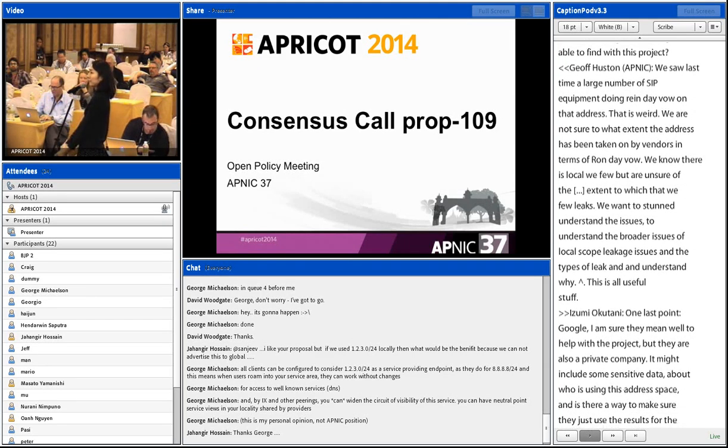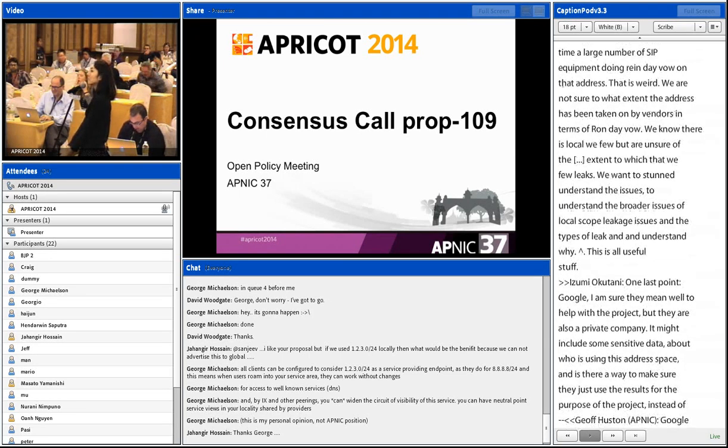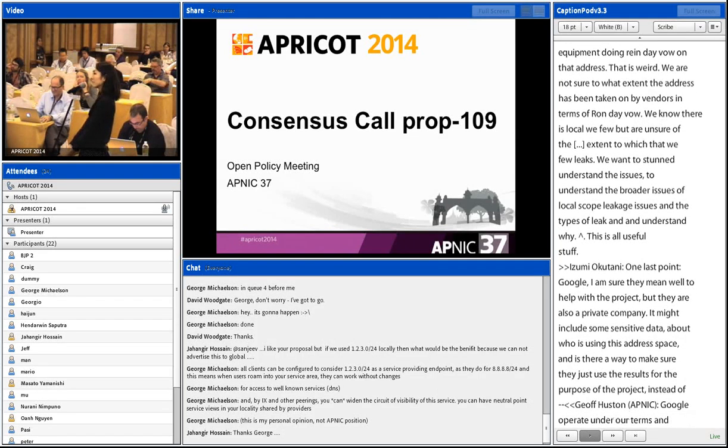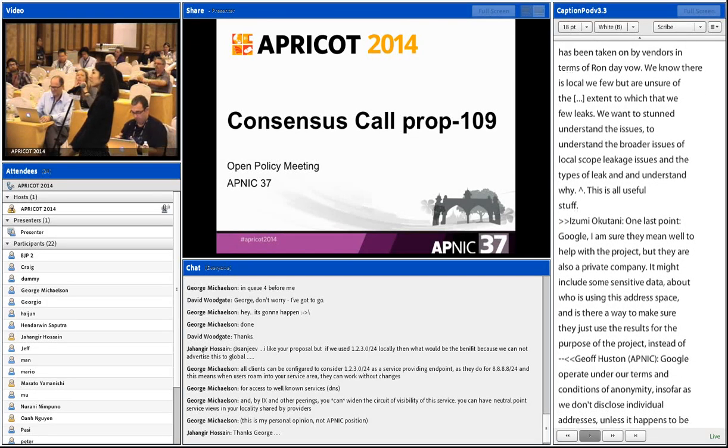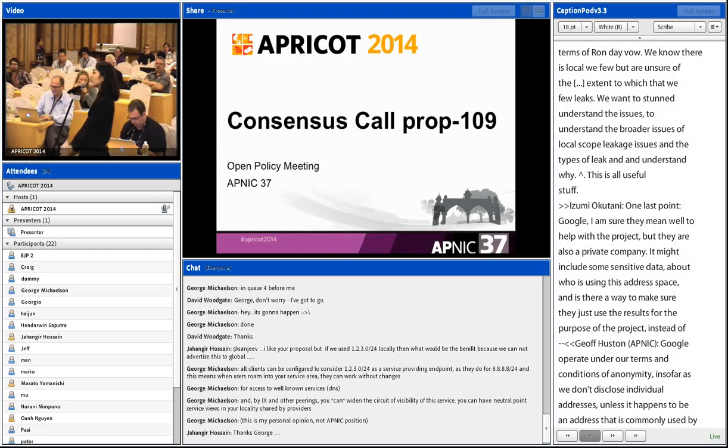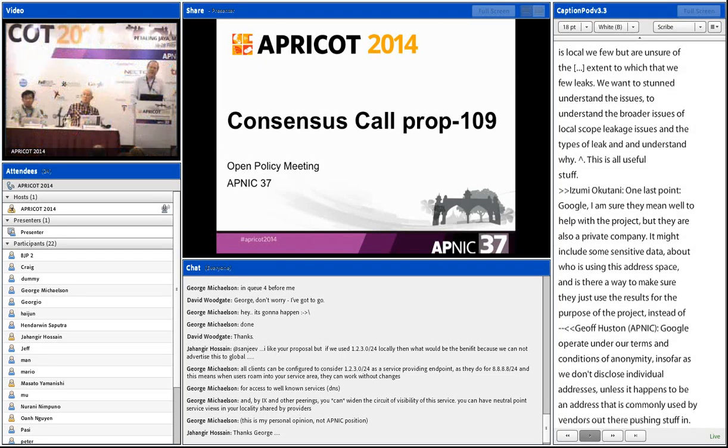Google operate under our terms and conditions of anonymity insofar as we don't disclose individual addresses, unless it happens to be an address that is commonly used by vendors out there pushing stuff in. In other words, if it talks about people and their use and its leakage, the ethics of this say, no, you're not going to see the individual address all the way down.